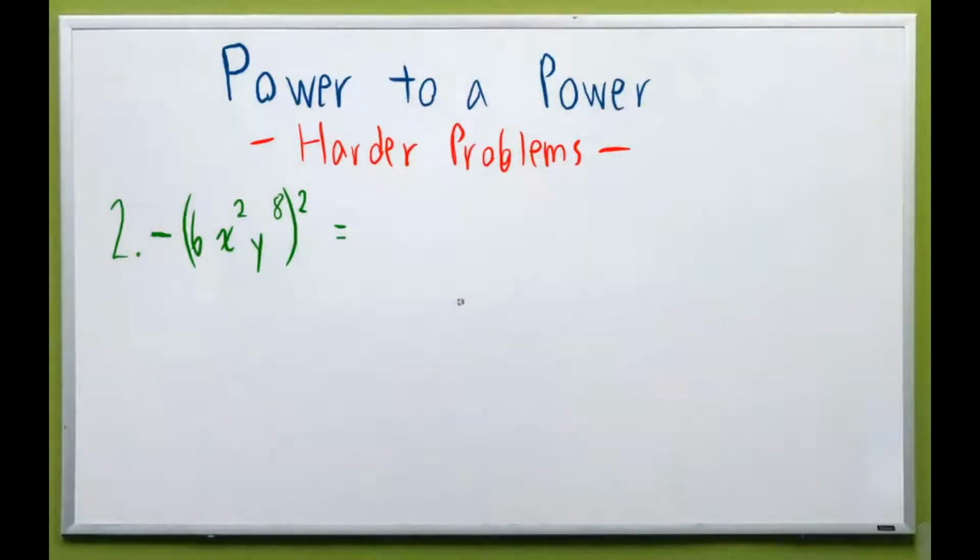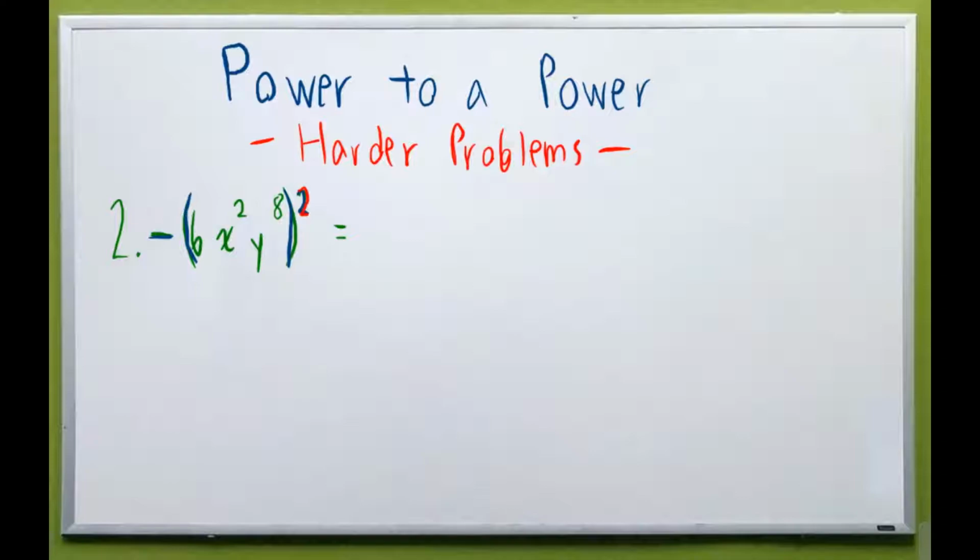Give this problem a shot. The first thing I want us to notice is that the stuff inside the parentheses is raised to an even power. But we also have a negative sign outside of the parentheses. When we have this situation where a negative is outside the parentheses, but the stuff inside the parentheses is raised to an even power, our final answer is negative.